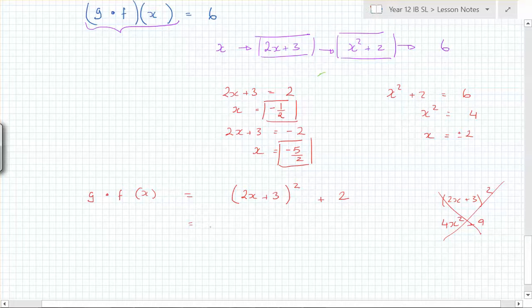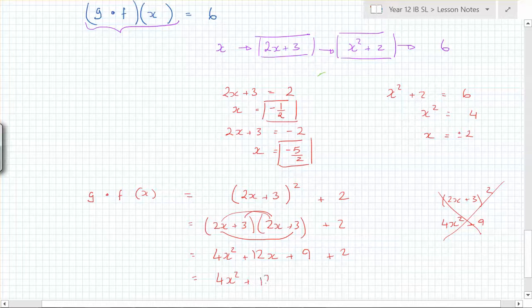2x plus 3 squared is the 4x squared, it is the plus 9 as well, but we must have plus 12x in the middle, because 2 times 4x squared, but then it's 6x makes the 12x, and then the plus 2. So we end up with 4x squared plus 12x plus 11.